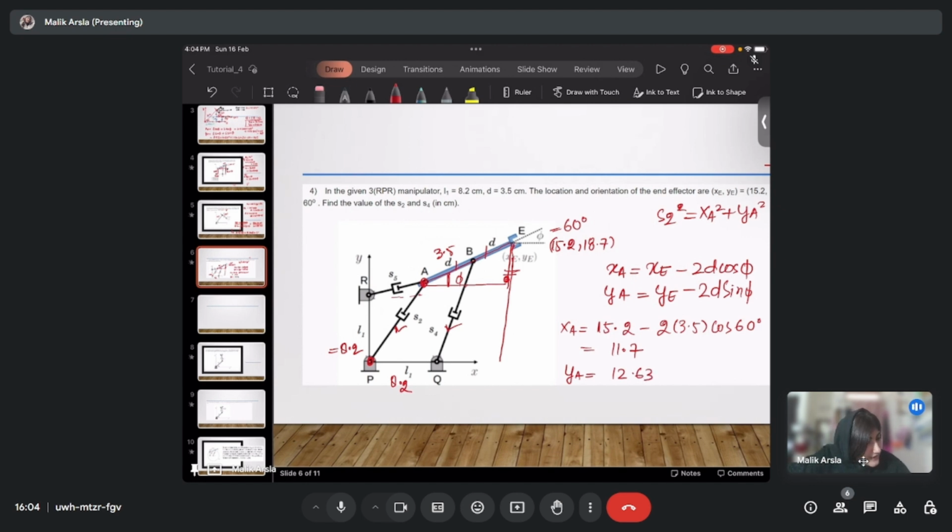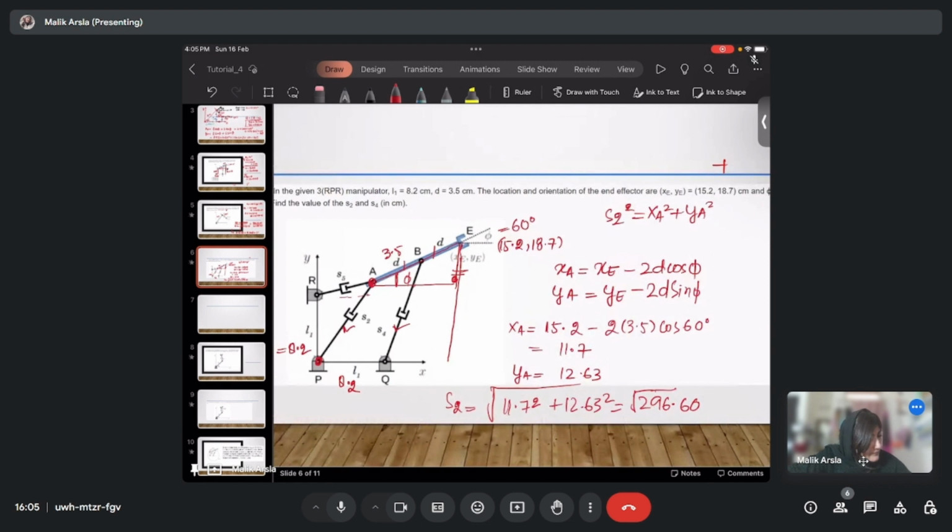Now what is the value of S2 then? S2 will be under root of 11.7 square plus 12.63 square, which is under root of 296.60. When calculated, it is coming out to be 17.22. So you have S2 sorted out.